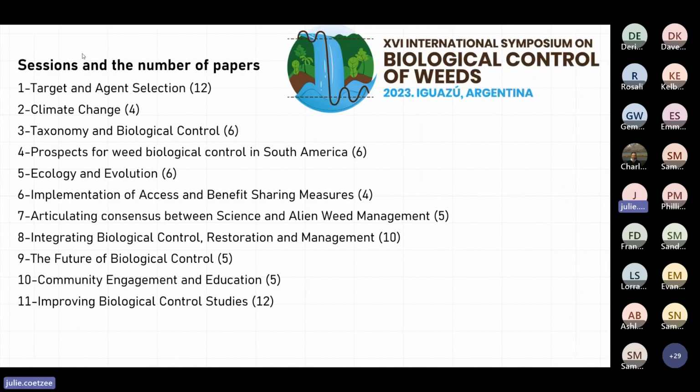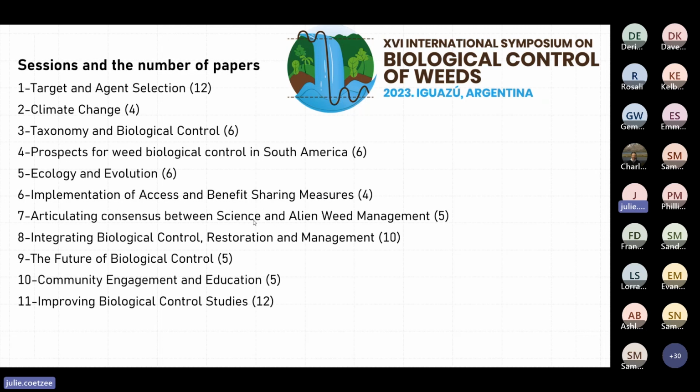Our sessions and the number of papers for this meeting, and I think what's important here is it shows how the biocontrol community is really embracing the most up-to-date ecological, theoretical, fundamental, and applied topics. So we had topics on target agents and selection as usual. Climate change, not that many. We still had taxonomy and biological control, prospects for weed biocontrol in South America, ecology and evolution important, implementation of access and benefit sharing measures, which is also something new, but incredibly important. I'll touch on it in a bit.